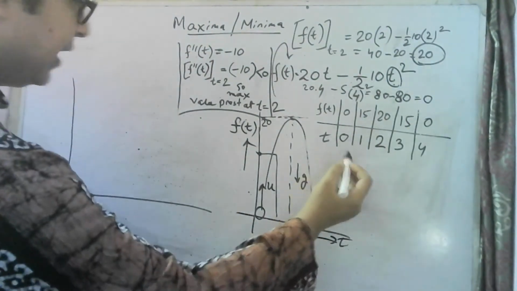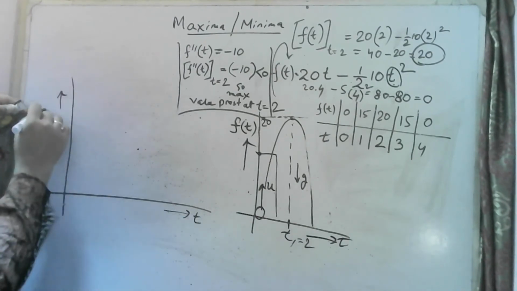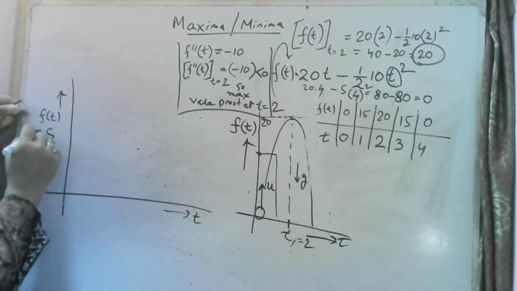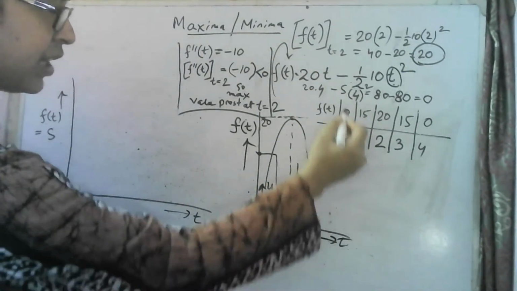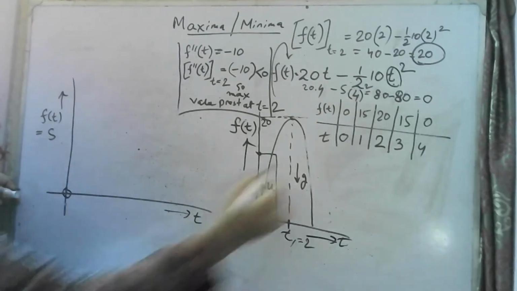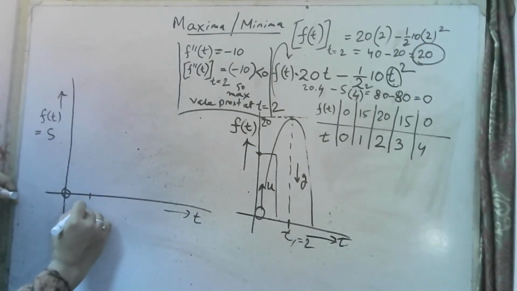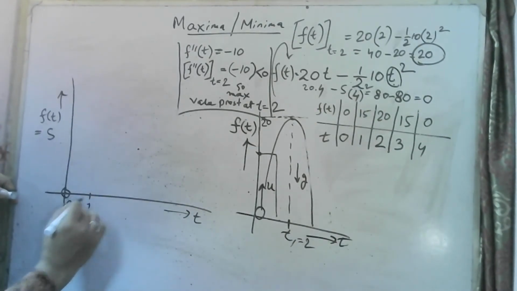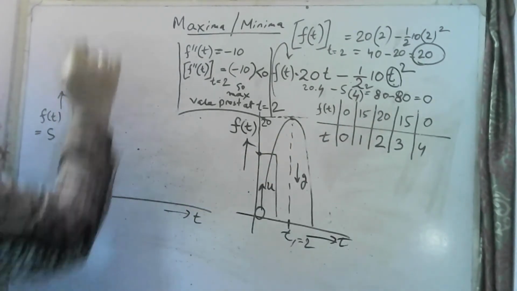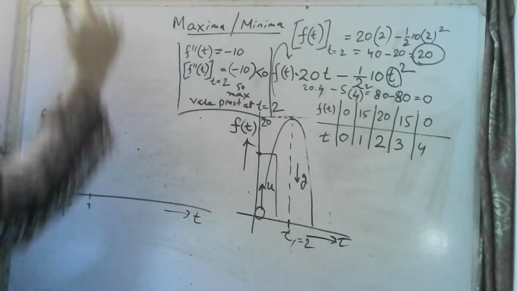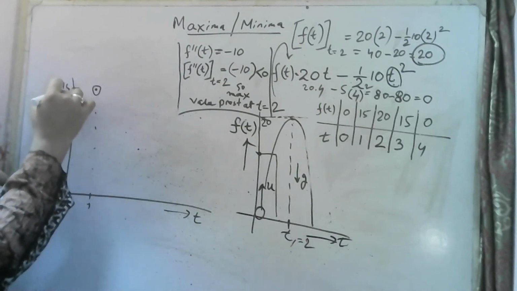That means you can see, let's say this is t and this is f(t), or let's say this is the s. f(t) is the s, the displacement. So at t equal to 0, the s is equal to 0, so the 0, 0 point. At t equal to 1, s is equal to 15. Let's say 1, 2, 3, 4, 5, this is a huge number you have to go. So let's say I am taking this as 15, okay. So this is the value 15.